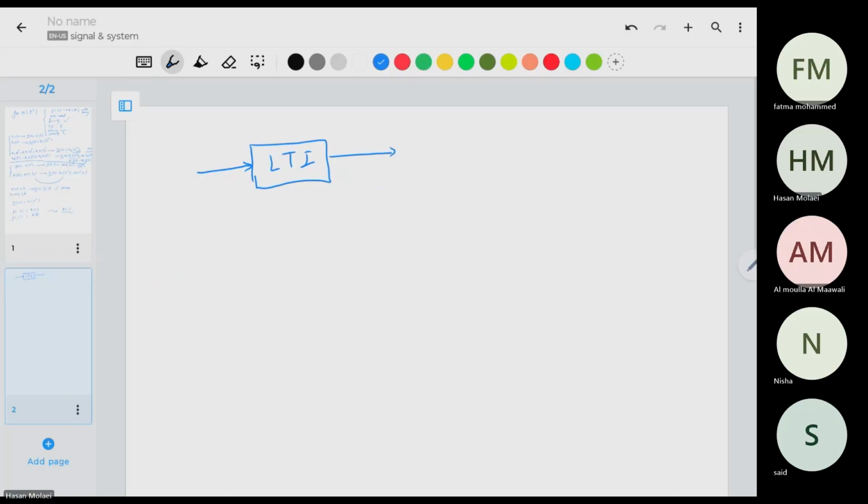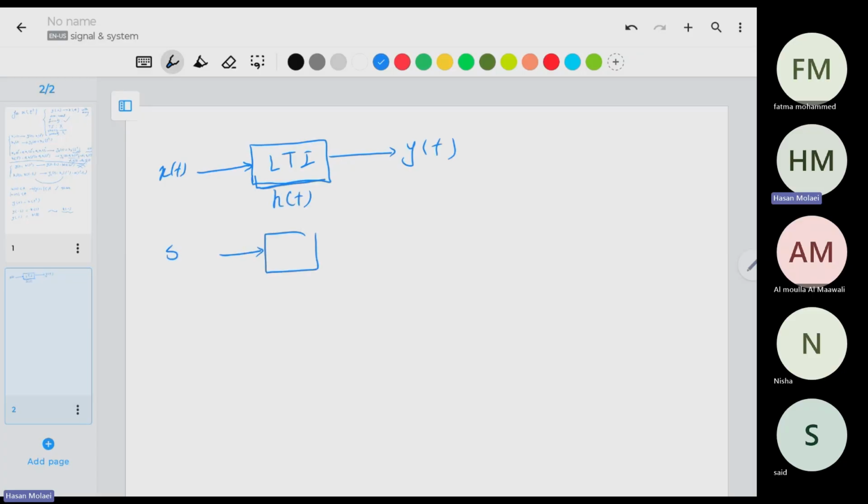Okay. After that, we focused on LTI systems. We mentioned the advantage of LTI systems. What is the advantage of LTI systems? We can predict the output regarding the input if we have the impulse response. What is impulse response?